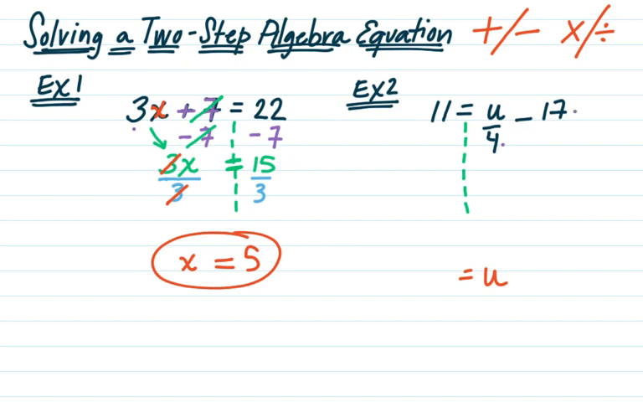First thing I'll remove is the one that's farther away from the U, the 17. Minus 17, the opposite is plus 17. Since I did it on the right, I have to also do it on the left.